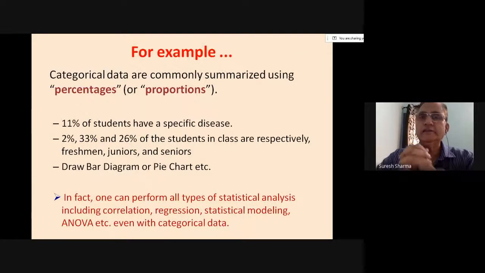Now when people deal with categorical type of data, they generally compute percentages, proportions, etc. If you are given categorical type of data, you can find the percentage of males, percentage of females. Similarly, people also draw bar diagrams and pie charts. Nothing much they can do. But look at the last paragraph, which is written in red color.